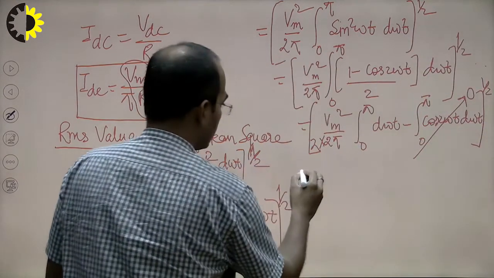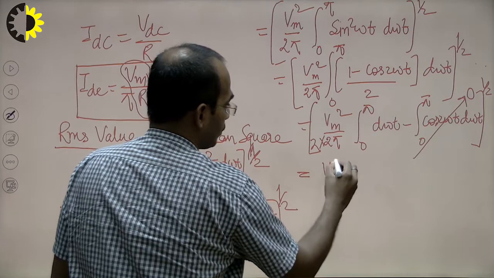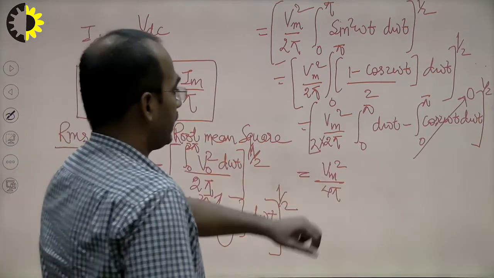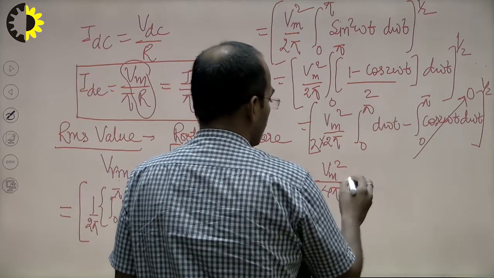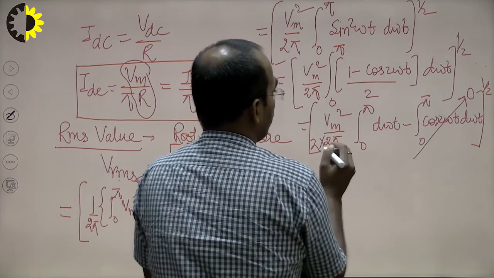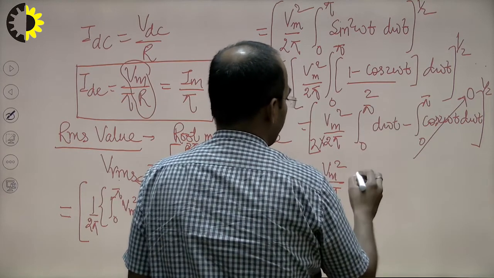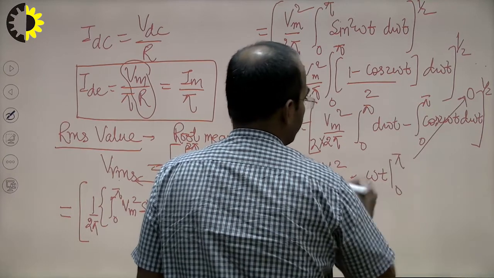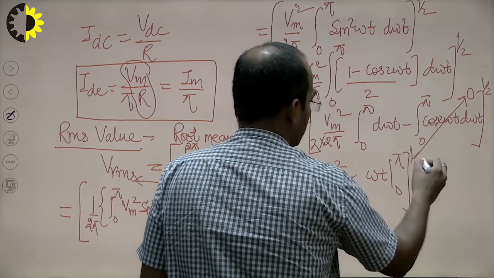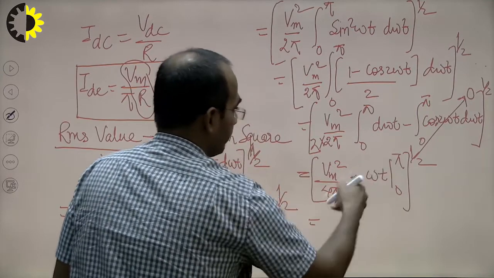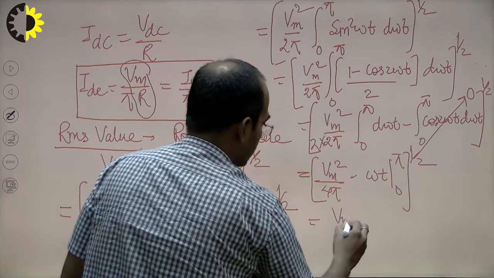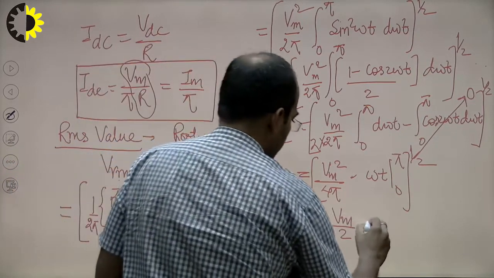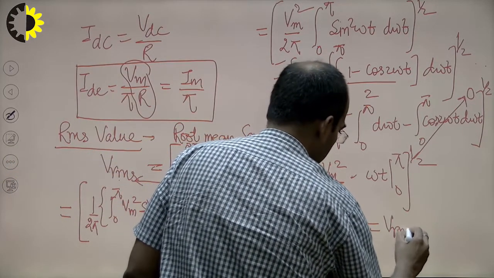You will get Vm square upon 4 pi, integral d omega t. I will integrate this d omega t with the d omega t. What will I get? We will get omega t, taking limit from 0 to pi. So pi will be cancelled out, so you will get Vm by 2. This is nothing but RMS voltage, Vrms.